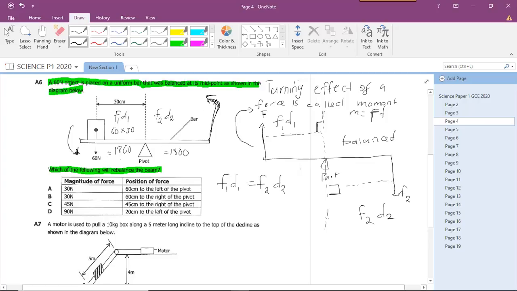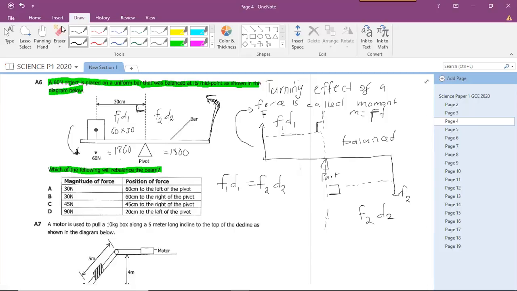Let's use down and up. This force pulling it down has to be equal to the force that's pulling it up so that the ruler can balance. And how did we get the moment there? Force times perpendicular distance, meeting at a 90-degree angle, is 1,800, because it's 60 force times distance 30, and that has to be equal to force 2 times distance 2.